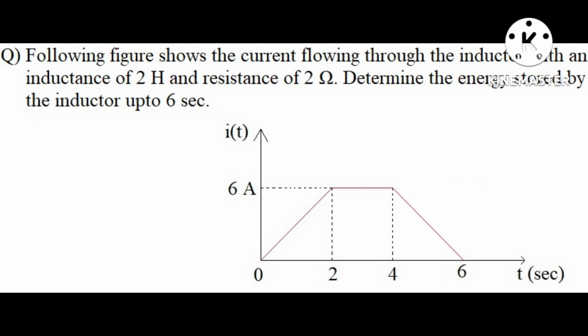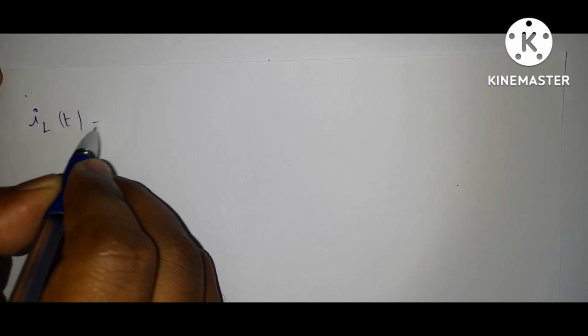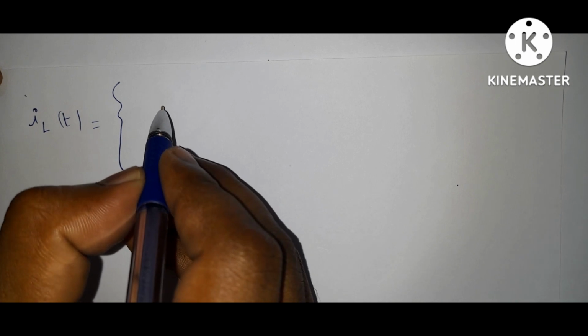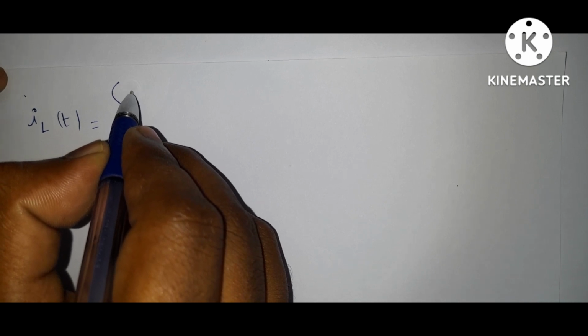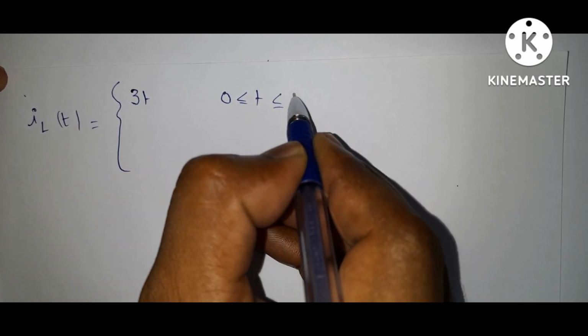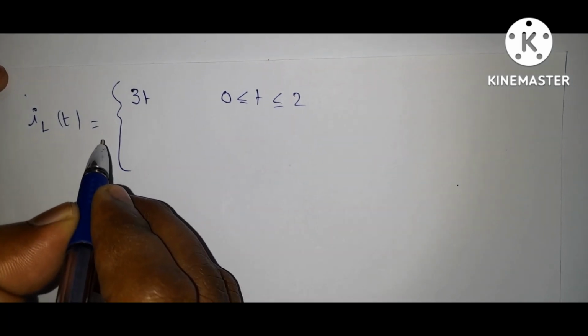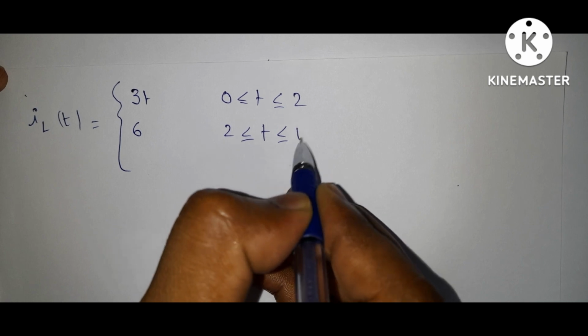Next question. The following figure shows the current flowing through the inductor with an inductance of 2 Henry and resistance of 2 ohms. Determine the energy stored by the inductor up to 6 seconds. From the waveform, write the expression for current. IL of t is equal to, from 0 to 2, find the line equation. You will get 3t, in between 0 to 2 seconds. From 2 to 4 seconds, what is the current? 6 amps.